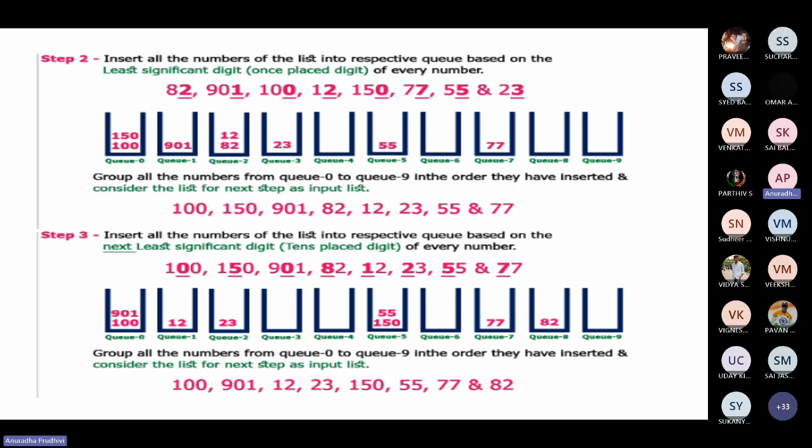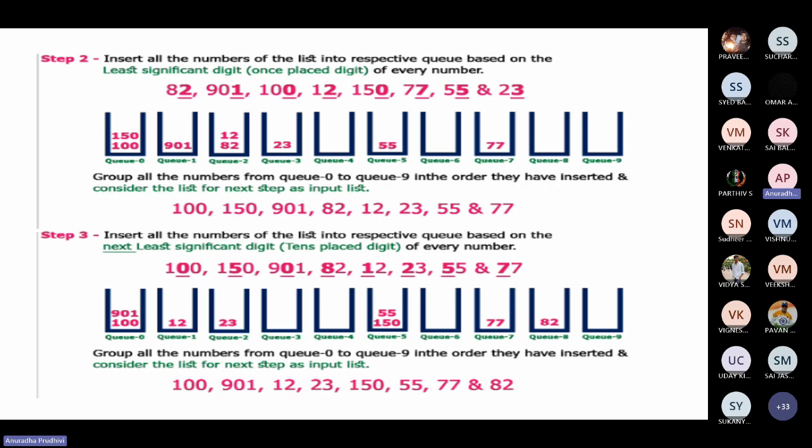So we have to consider the first one and second one based on the existence. See here, first we inserted 100, next we inserted 150, next 901, next 82, 12, next 23, next 55, next 77. Okay, so group all these numbers from Q0 to Q9. Next not completed.